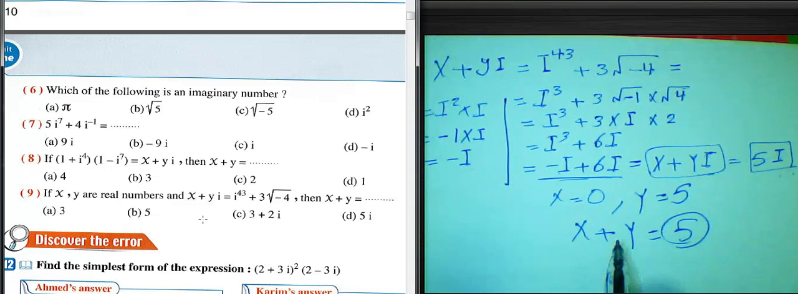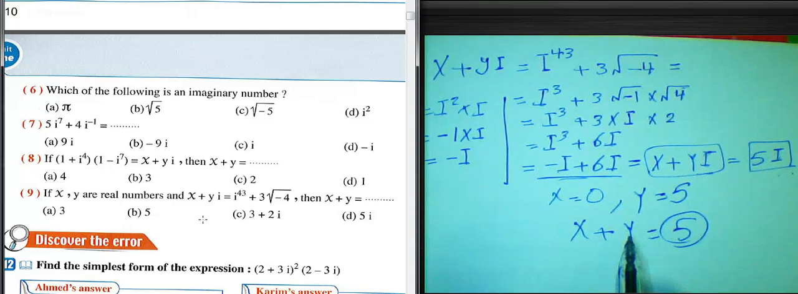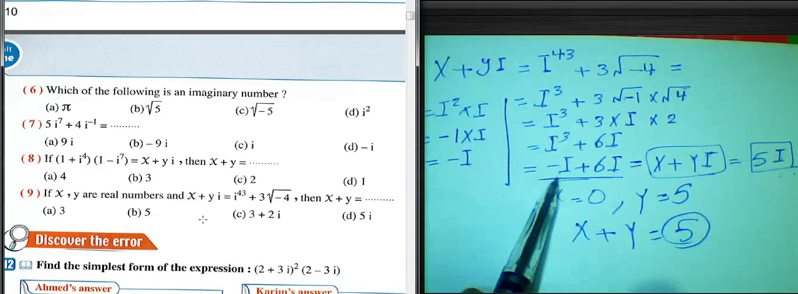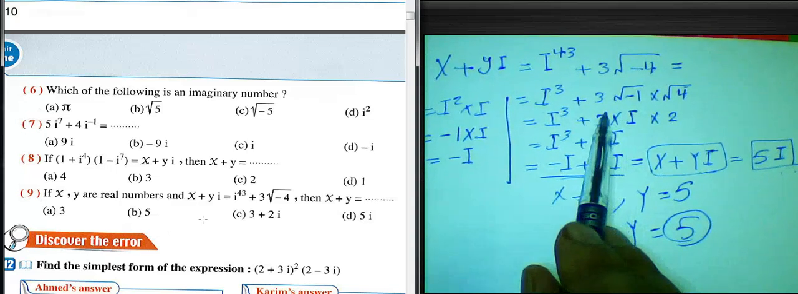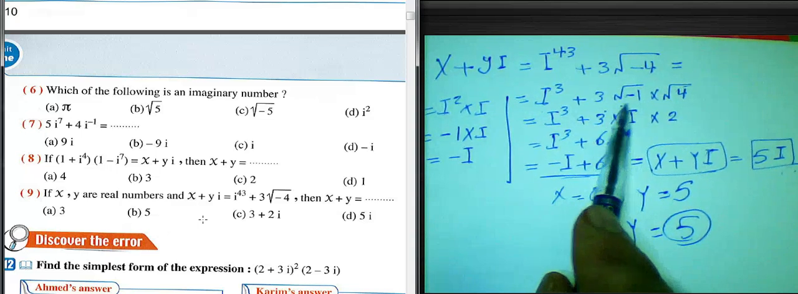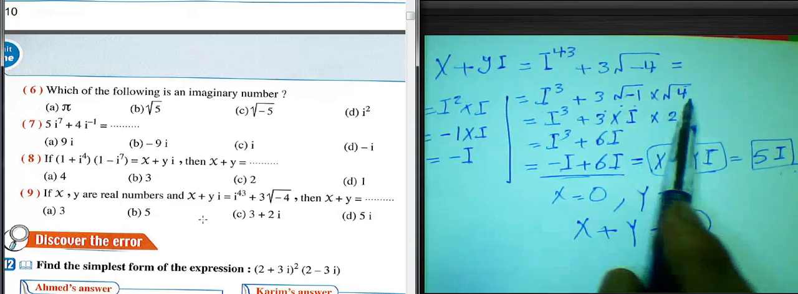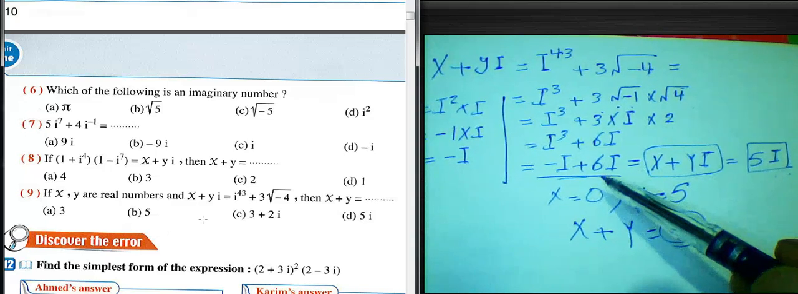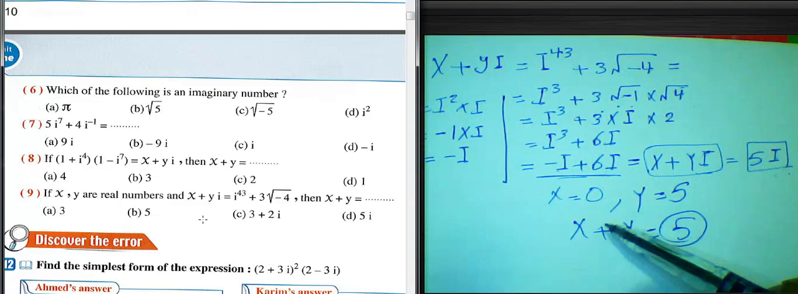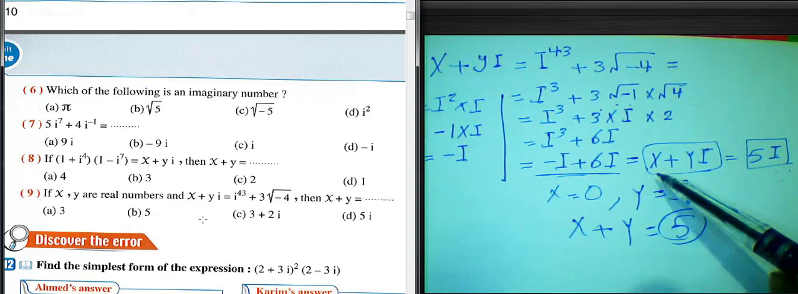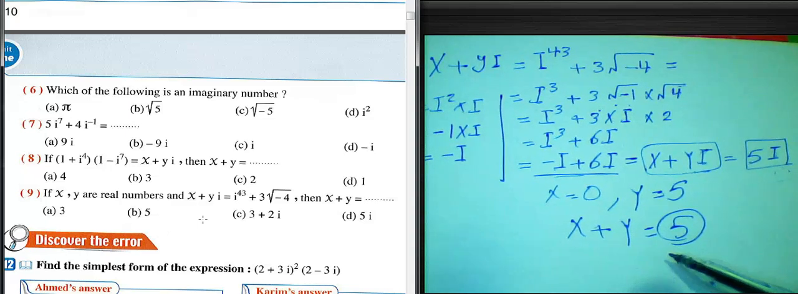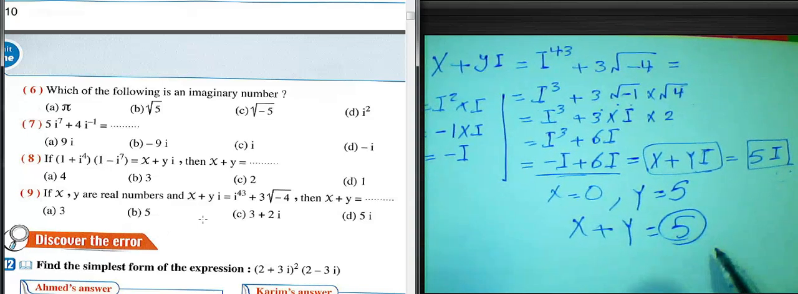It's okay for you? It's easy. Again, i^43 equals i^3 equals negative i, and 3 multiplied by square root of negative 4 is 3 multiplied by square root of 4, which equals 2, and 2 times 3 equals 6. So the result will be negative i plus 6i equals 5i. So x will be 0 and y will be 5. So x plus y equals 5. This is the result, so we will choose letter B.